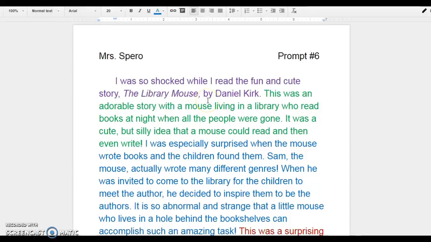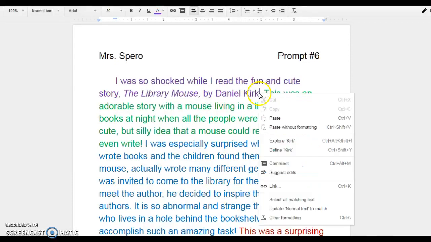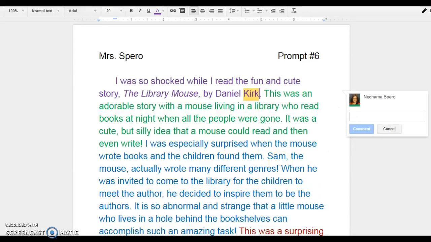I was so shocked while I read the fun and cute story, The Library Mouse by Daniel Kirk. Please notice that I have not just written, I was so shocked while I read The Library Mouse by Daniel Kirk. I've added some adjectives to make the topic sentence more interesting and to actually communicate a bit more to my audience about my thoughts on the story. So that first part is the topic sentence.